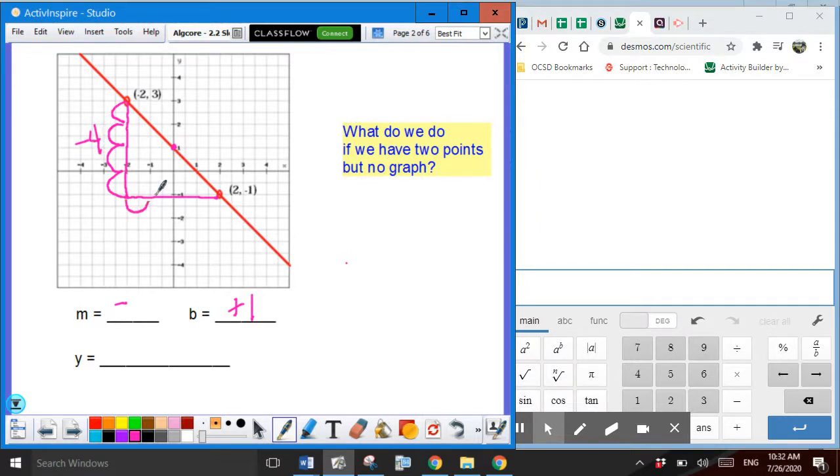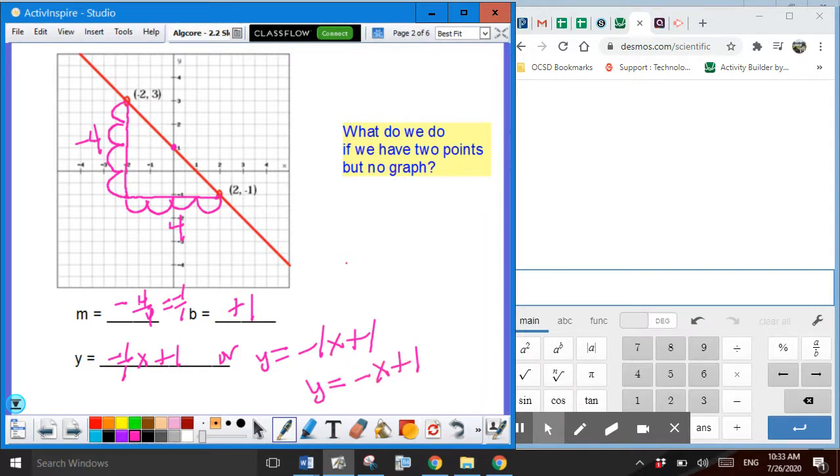Now I'm counting again. There's 1, 2, 3, 4. What is negative 4 over 4? Well, if you said that's negative 1 over 1, you're right. So my equation would be y equals negative 1 over 1x plus 1, or y equals negative 1x plus 1. I could even write it as y equals negative x plus 1. All of those work. Now finding a slope from the graph is cake. It's easy if we have the graph there.